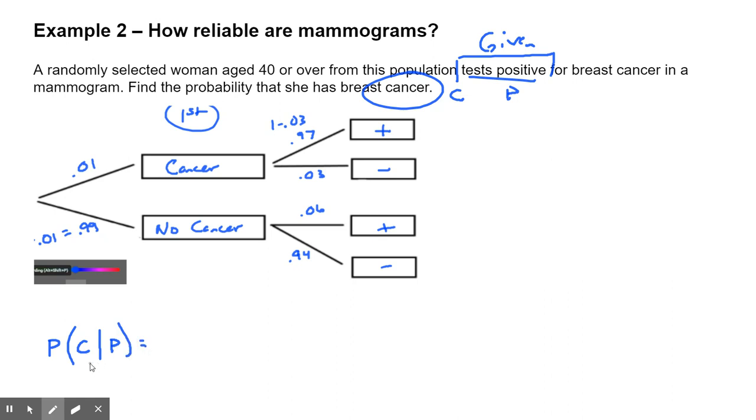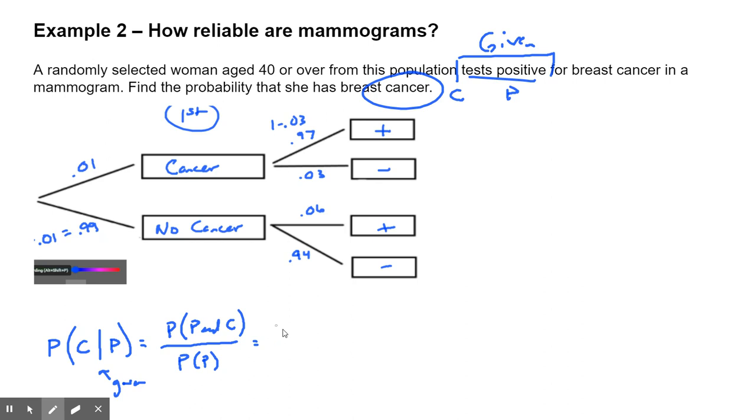Well, the conditional probability formula says the given goes on the bottom. So on the bottom is going to be the probability that someone tested positive. And on the top, we're looking for the probability that someone tested positive, P for positive, and had cancer.